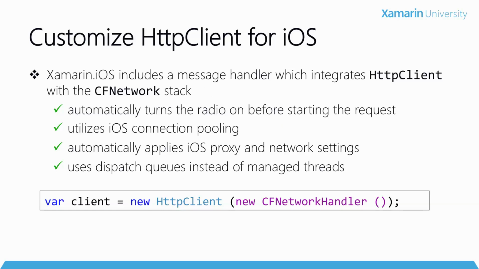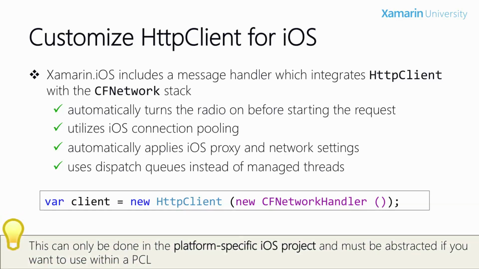First, Xamarin iOS includes a message handler which causes HTTP client to use the native CF network stack. And this means it uses the iOS network connection pool, it relies on native threads instead of managed ones, and it works like a native application would when dealing with the network. You enable it by passing the CF network handler class into the constructor. Now, this is a platform-specific option, so you would need to abstract this out if you're sharing the code.